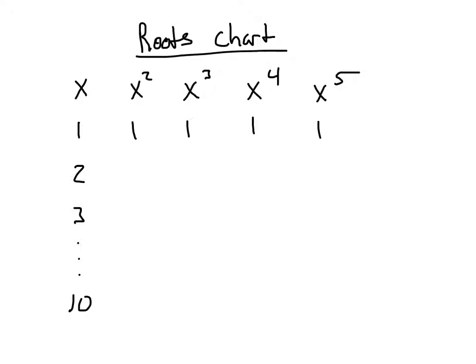But how about 2 squared? Oops, definitely not 2. 2 squared is 4. What's 2 to the third power? 8. What's 2 to the fourth power? 16. What's 2 to the fifth power? 32. So on and so forth. 3 squared is 9. 3 cubed is 27. I want you to fill in this chart.